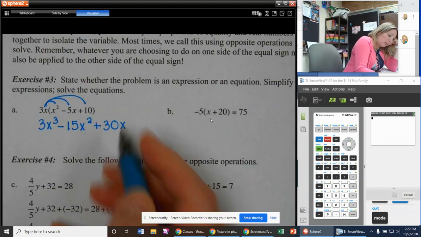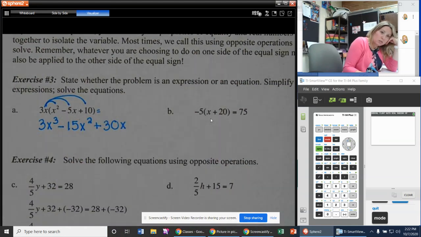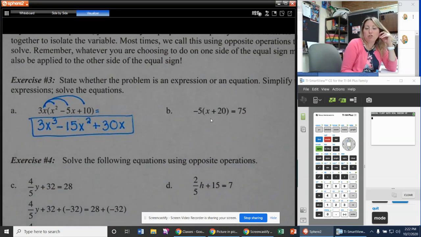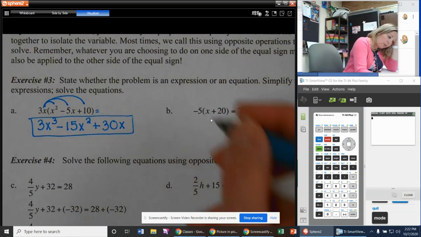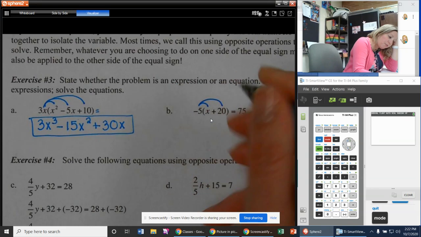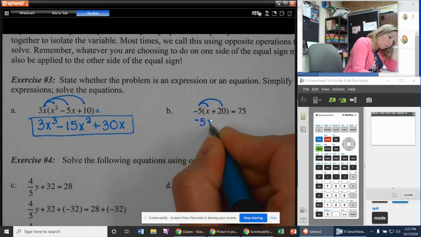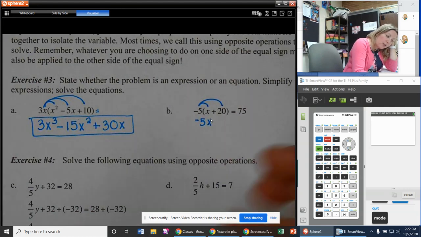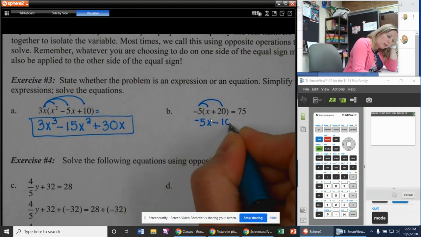3x times 10 is plus 30x. Are there any like terms here that can combine further? No, you're done. That's what we do with an expression. We simplify it. With an equation, however, you can simplify any expressions on one side. So for example, -5 times x is -5x, and -5 times +20 is -100.